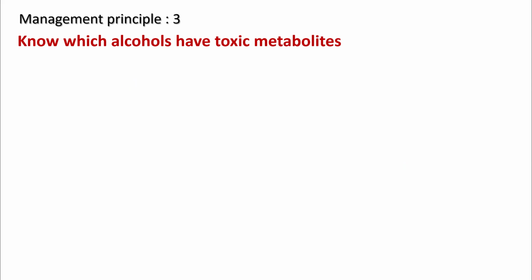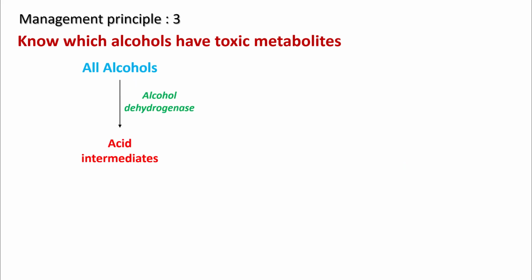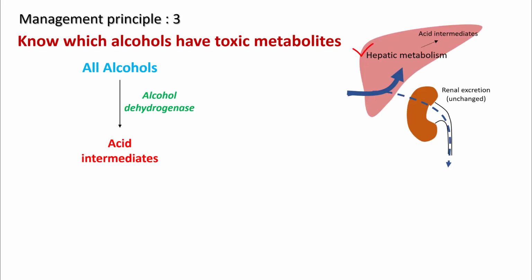Know which alcohols have toxic metabolites. All alcohols are metabolized by alcohol dehydrogenase into acid intermediates, and this happens primarily in the liver, and some of it is excreted unchanged in urine.